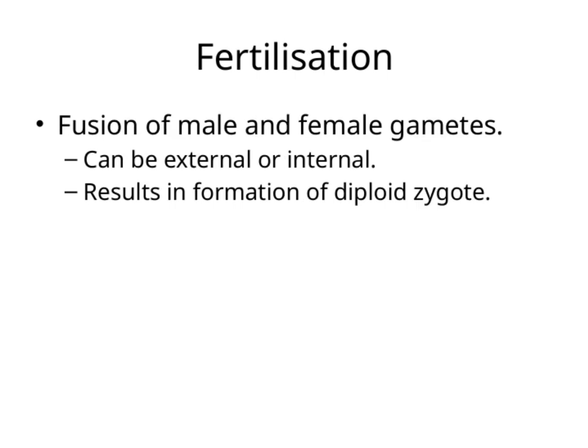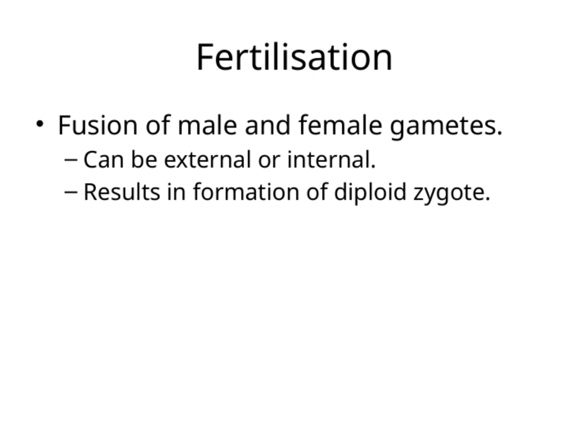Now, let's look at the process where the male and female gametes come together. This is known as fertilization. Essentially, it's the fusion of these two reproductive cells, which can happen either externally, like in aquatic animals where eggs and sperm meet outside the body, or internally, inside the female's body, as seen in mammals and birds.